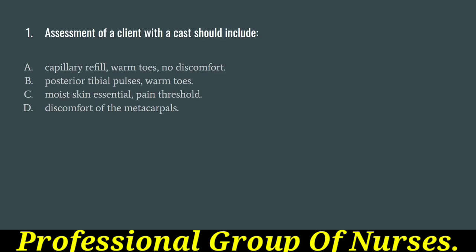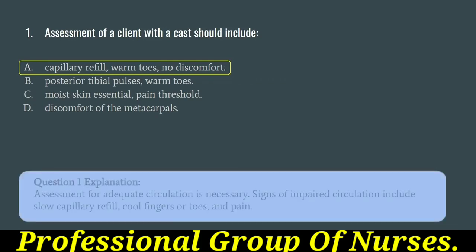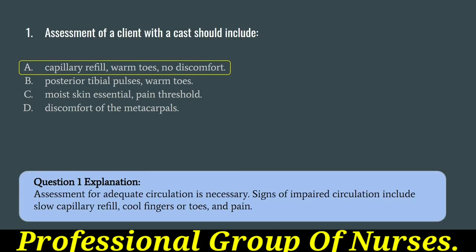Question 1 answer: A. Capillary refill, warm toes, no discomfort. Question 1 explanation: assessment for adequate circulation is necessary. Signs of impaired circulation include slow capillary refill, cool fingers or toes, and pain.